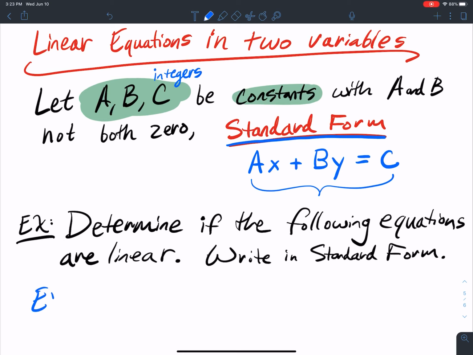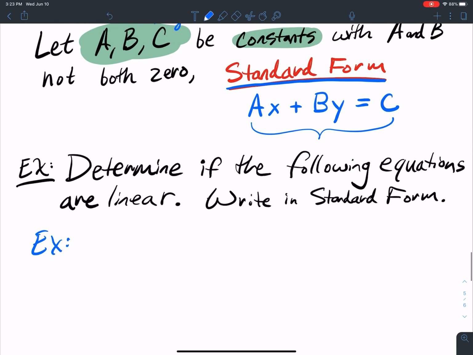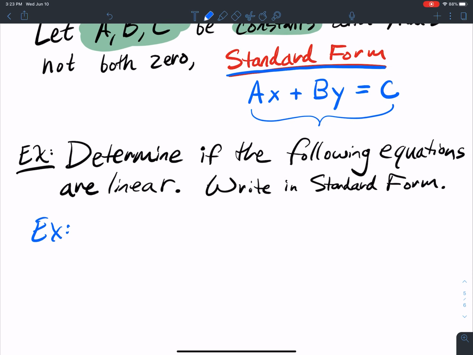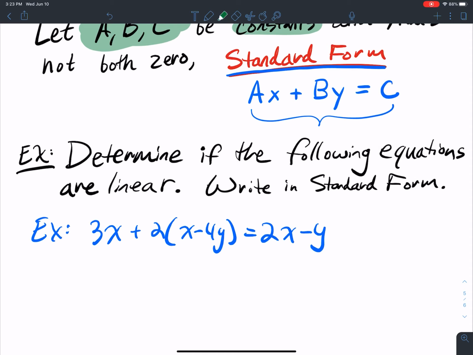So my first example is 3x + 2(x - 4y) = 2x - y. Now right now this is not in the form Ax + By = C. But we can do that by distributing. So I'm going to distribute here. So I have 3x plus, now this is 2x. And then 2 times negative 4 is negative 8y. Equals 2x - y.